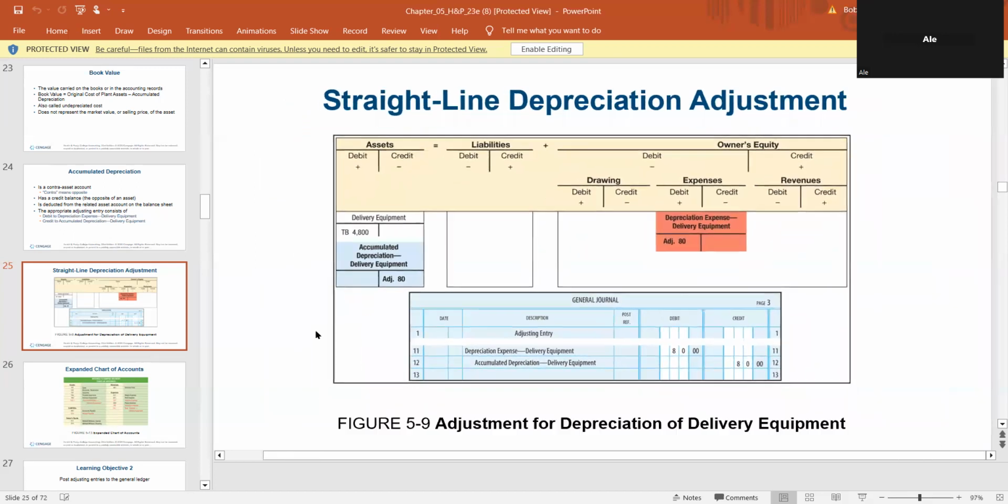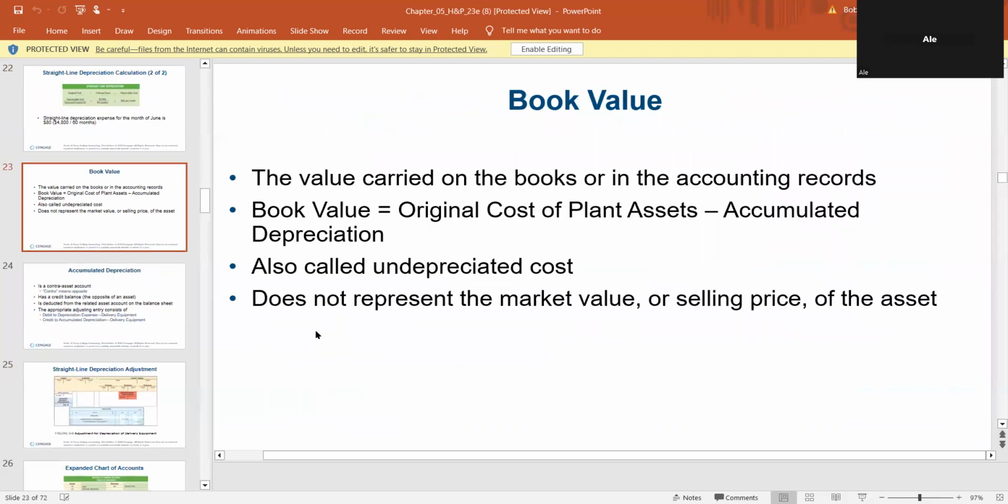So let me go back and go over that. Book value, the value carried on the books in the accounting record. Book value is the original cost of the plant asset, which in this case was $4,800, minus $80 for accumulated depreciation. That gives you a net book value of $4,720. Next month, it would go down to $4,640, etc. Until after 60 months, the expense has been totaled up to $4,800 spread over 5 years, and the net book value of the asset is 0. That means the asset is fully depreciated.